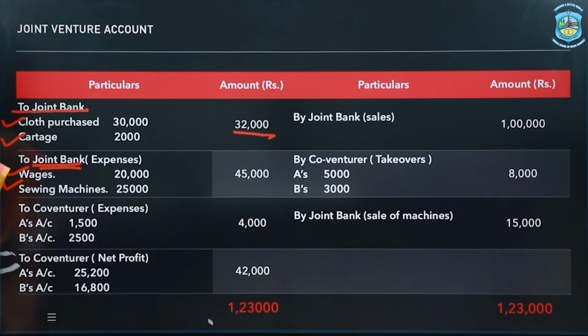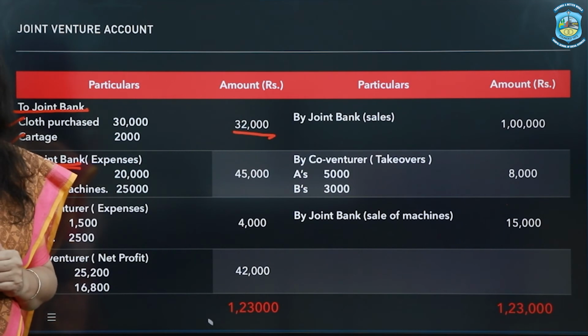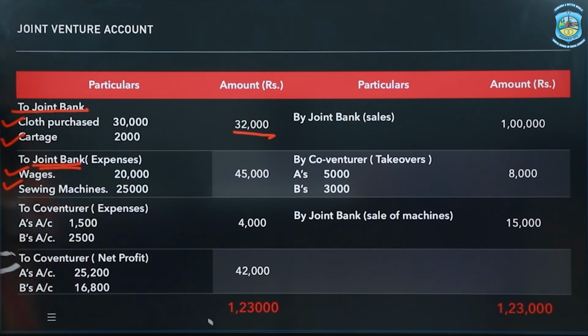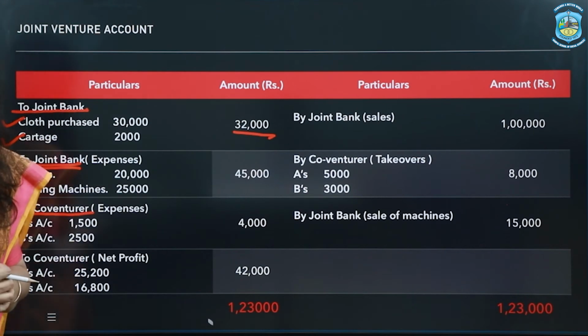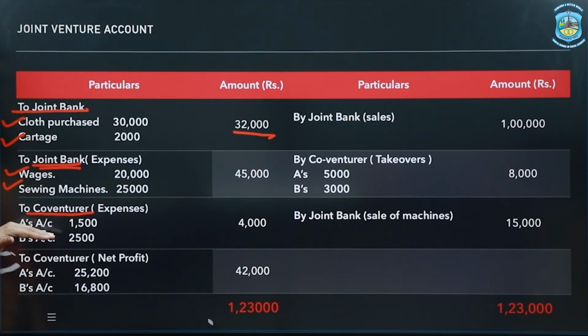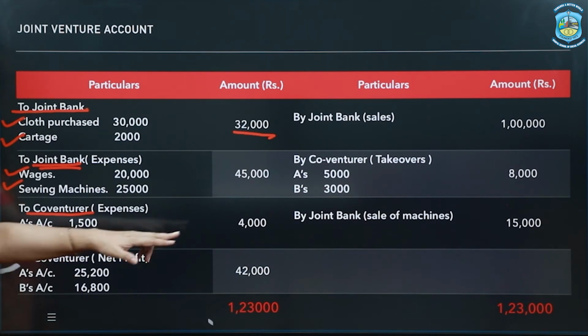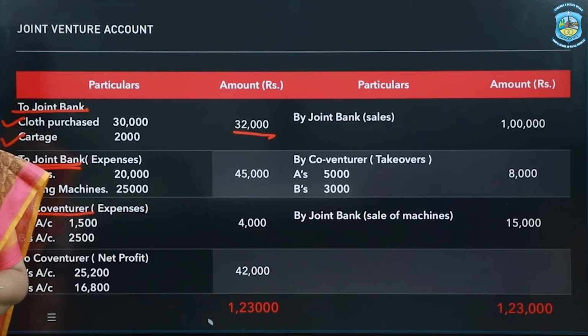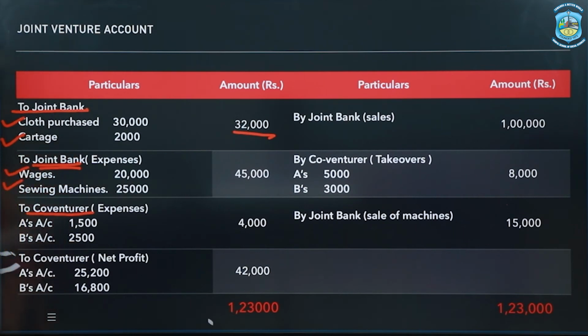Now there are certain expenses which are paid by the co-venturers, but they are expenses of the joint venture, so they are recorded on the debit side of the joint venture account, but in the name of the co-venturer, because this money is not going from the joint bank account; it is being paid by the co-venturers. So we have recorded how much A has spent, 1,500, and how much B has spent, 2,500. So a total of 4,000 also comes into the debit side of the joint venture account.